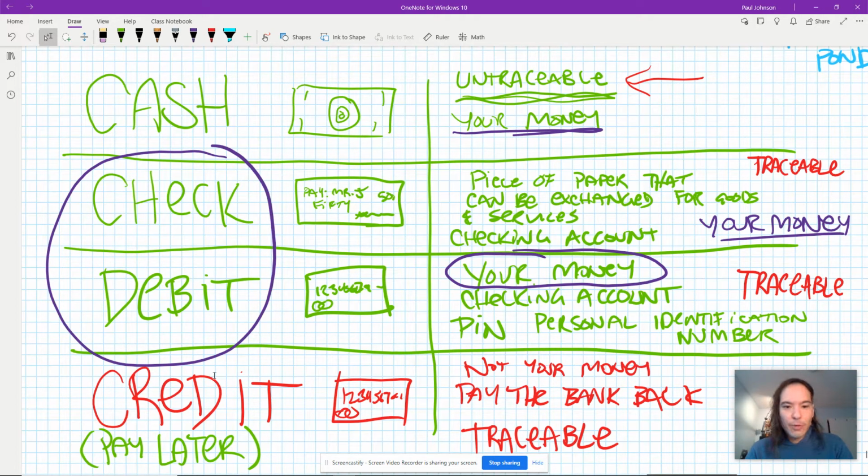All right. Finally, credit, that is not your money. It's the bank's money. All right. So they buy it for you, and you pay the bank back. All right. This is traceable. It's buy now, pay later. So if I buy with a credit card, I'm getting the item now, but I have to pay back the bank, so I'm paying later.